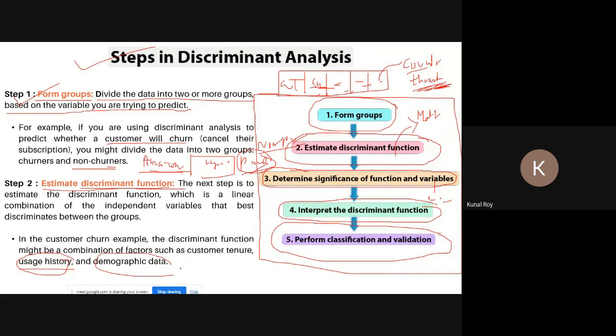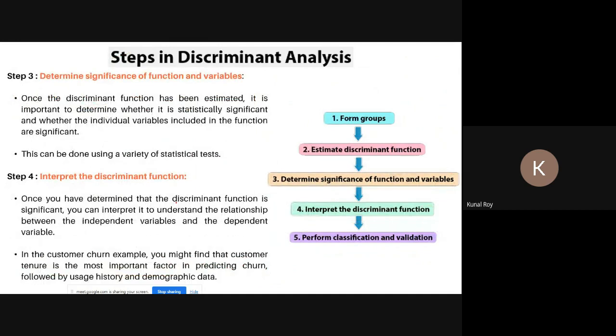Their demographic data, that means in this month how much he has purchased, what amount of product he has purchased. So demographic data can be one type of discriminant function. And customer tenure, that is, for how many years he has been a prime member, is also a main factor and can be considered a discriminant function. So first we have formed the group, then we have estimated the discriminant function to analyze those data.